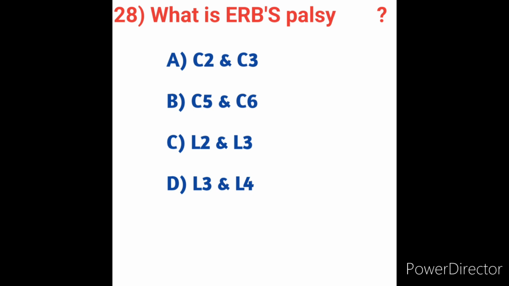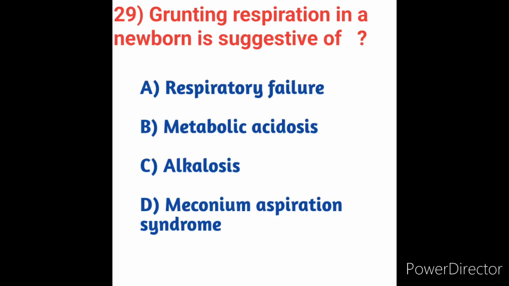Next we will move on to question number 29. Grunting respiration in a newborn is suggestive of. Here the newborn is breathing with grunting. We will see the options. Option A, respiratory failure. Option B, metabolic acidosis. Option C, alkalosis. Option D, meconium aspiration syndrome.